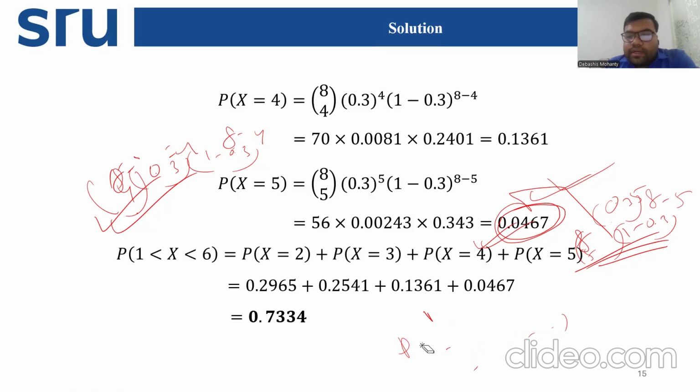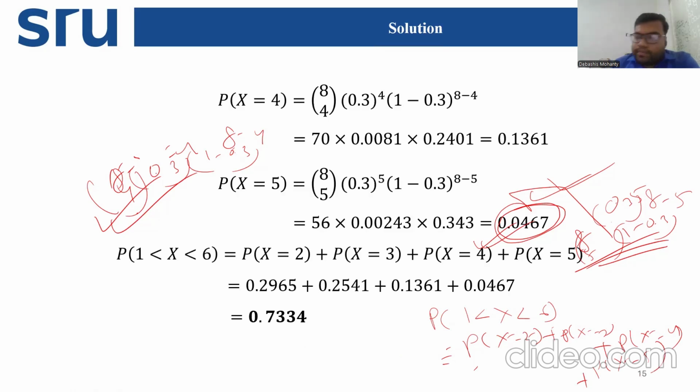So here we have those values. We can calculate the probability of 1 less than x less than 6, that is equal to probability of x equals 2 plus probability of x equals 3 plus probability of x equals 4 plus probability of x equals 5. Okay, so that value we can calculate: 0.7334. Okay, students. So finally, we are getting three types of answers.